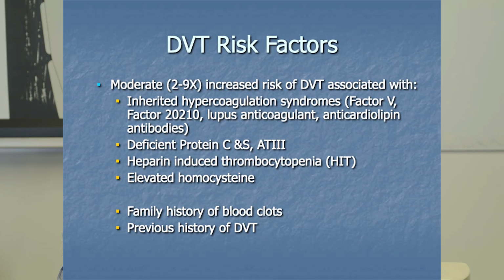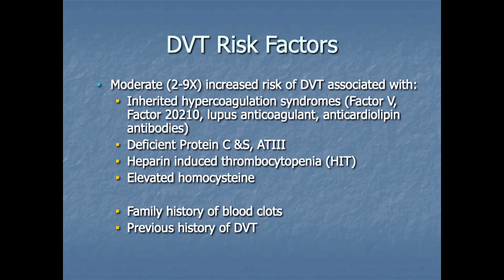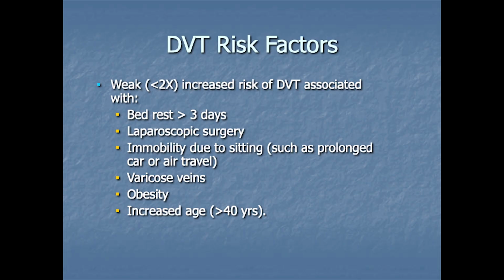And then there are genetic and inherited conditions. That just means those clotting factors that are inside you or conditions are either ramped up or you're prone to clotting. So there's a whole list of those as well. And then again, a previous history of DVT also carries an additional risk of DVT. And the least risky, but still possible, is prolonged car travel, air travel, bed rest, older folks, obese folks.